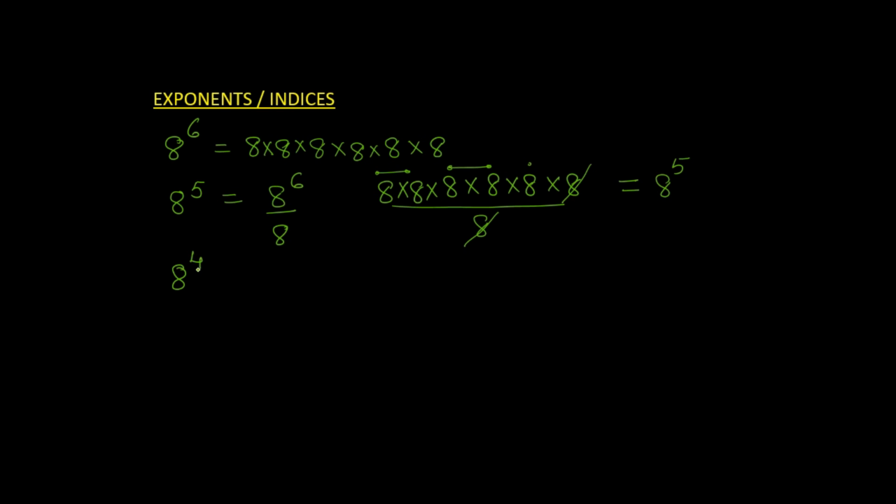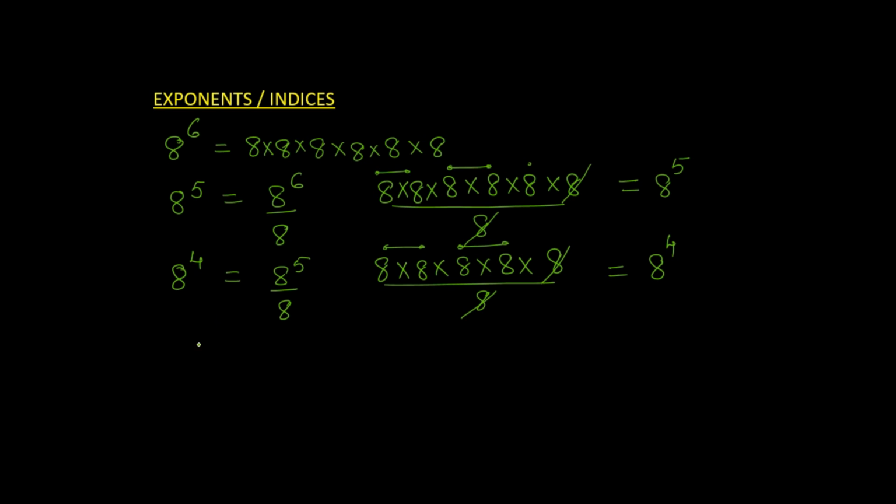Similarly, if we want the value of 8 to the power 4, we write it as 8 to the power 5 over 8. 8 to the power 5 is 8 multiplied to itself 5 times divided by an 8. Cancel out the common factors and we are left with 4 8s multiplied to each other, which give you 8 to the power 4. Similarly, we see that 8 to the power 3 can be written as 8 to the power 4 by 8. 8 to the power 2 can be written as 8 to the power 3 by 8. And 8 to the power 1 can be written as 8 to the power 2 by 8.